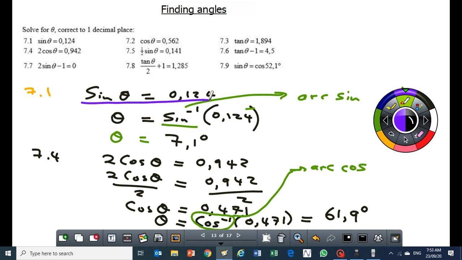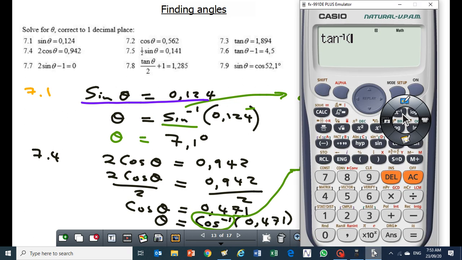Then you punch it in your calculator. Let me clear that. It will be shift, then sine, then you put 0,124. Please do it too. As I'm doing it, you must be doing it as well. Then you press equals.